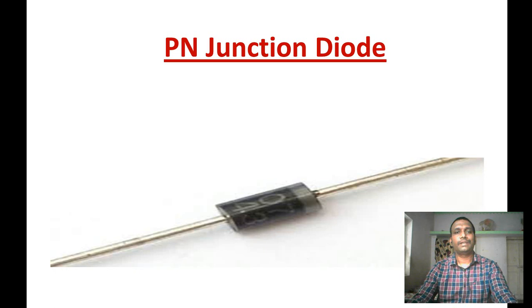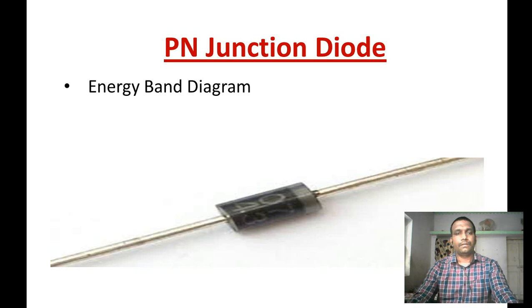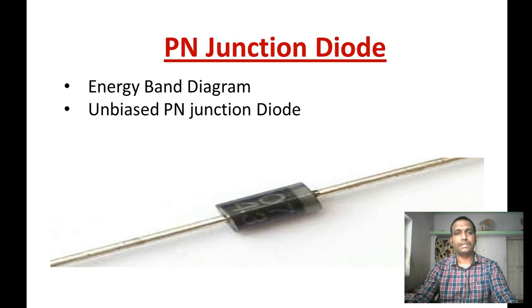Today I am going to explain the basic concept of PN junction diode. Before going to the PN junction diode, I am going to explain the concept of energy band diagram. And after the energy band diagram, what is the working principle of PN junction diode in the unbiased condition. So this is the unbiased PN junction diode.